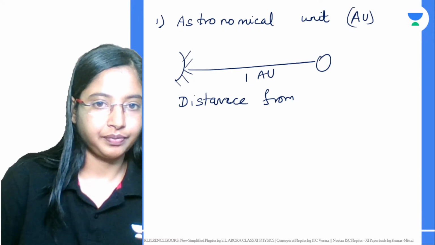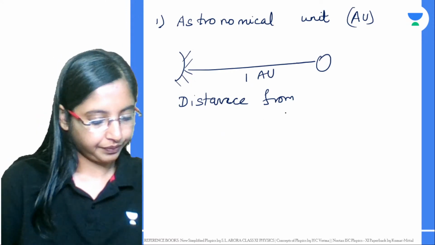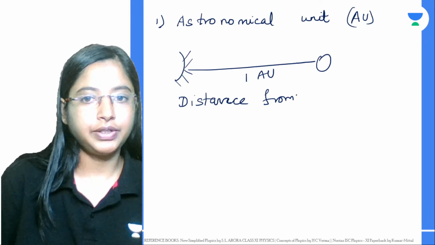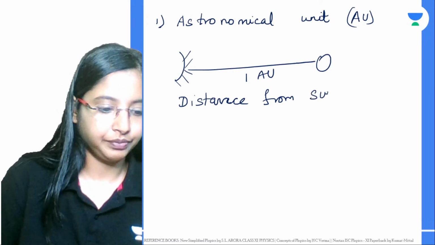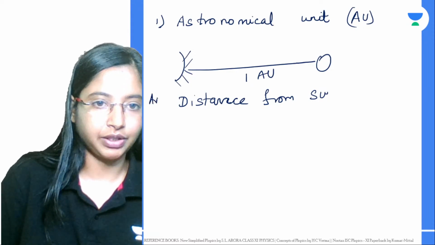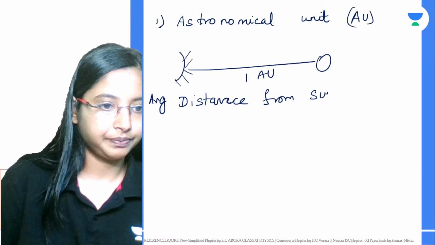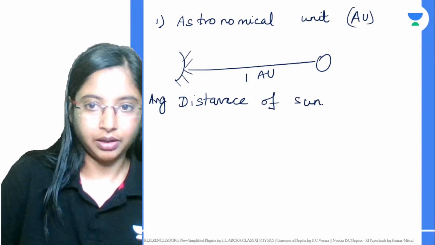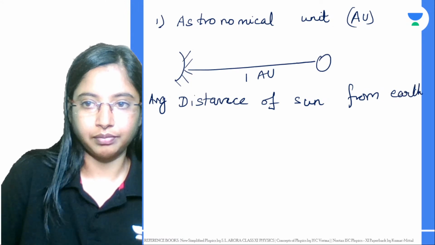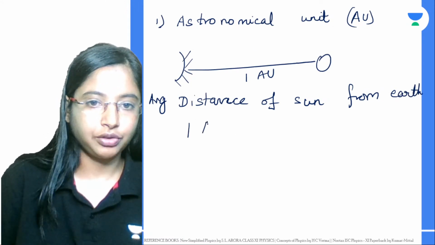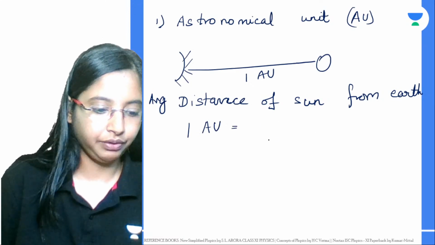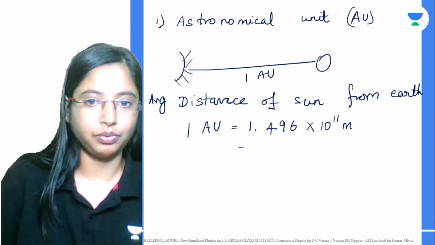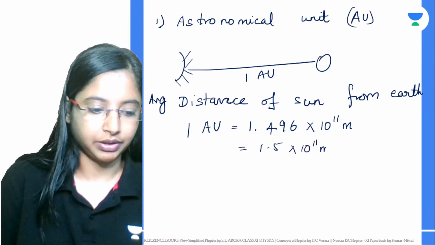So 1 AU is basically the average distance of sun from earth. Now 1 astronomical unit in terms of meters is around 1.496 into 10 to the power of 11 meters. You can give it as 1.5 into 10 to the power of 11 meters.